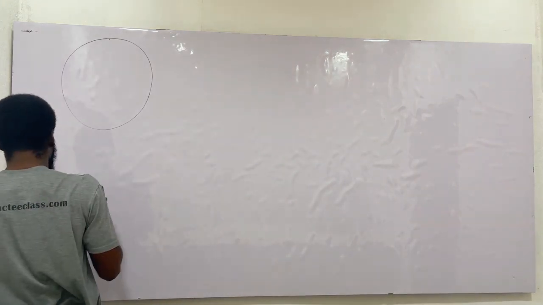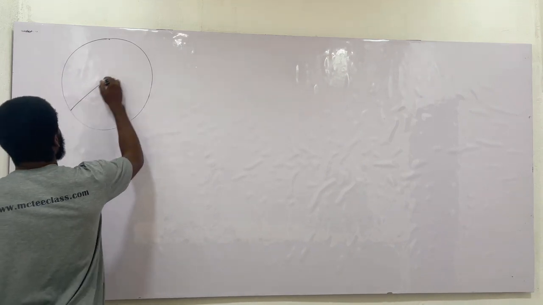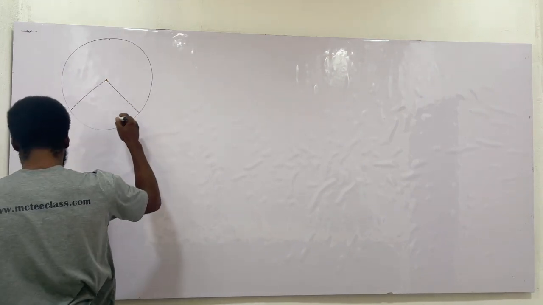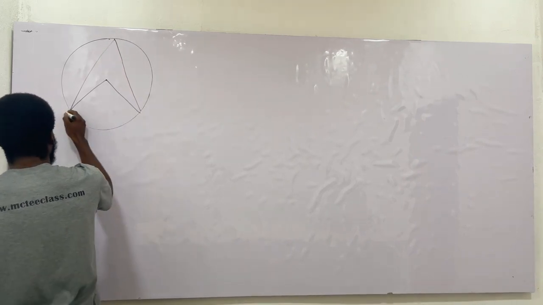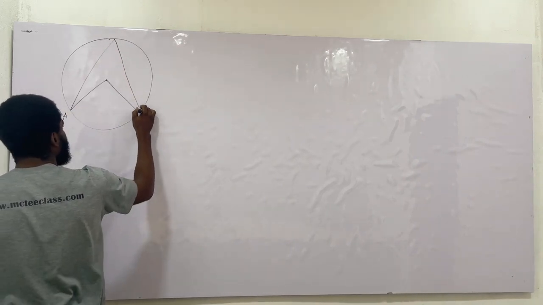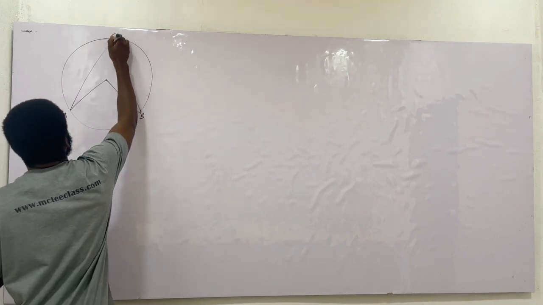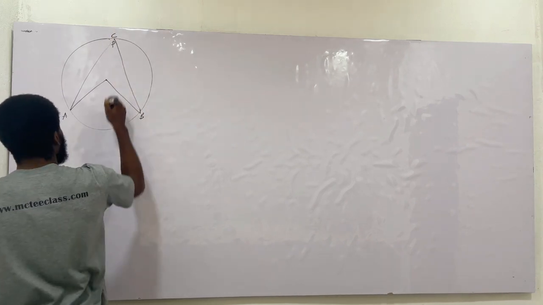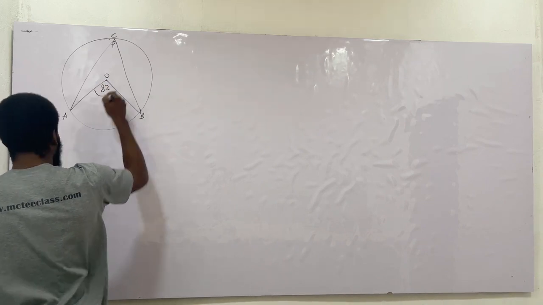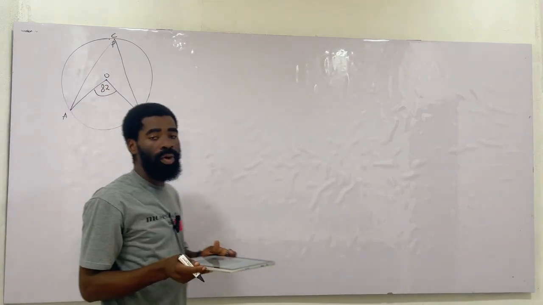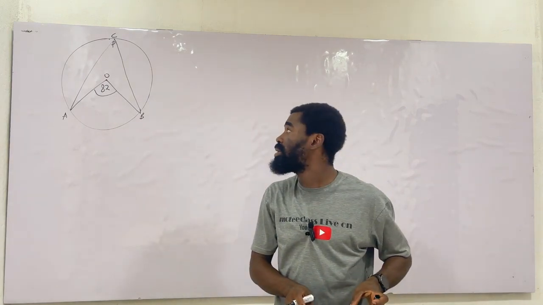I have this. I have that. I have AB. I have C. I have angle P here. I have O here. I have 82 here. The question is to find the angle at what? At P. Find the angle at P.